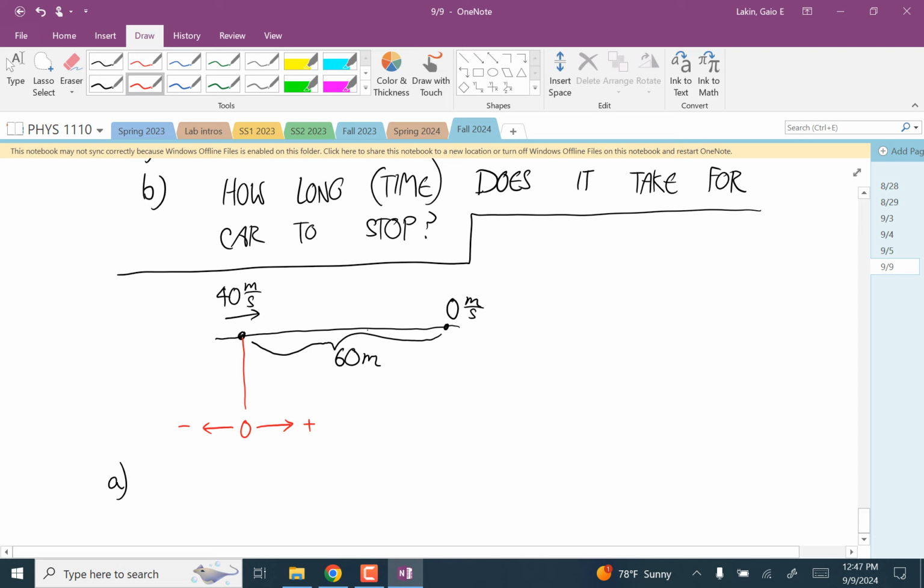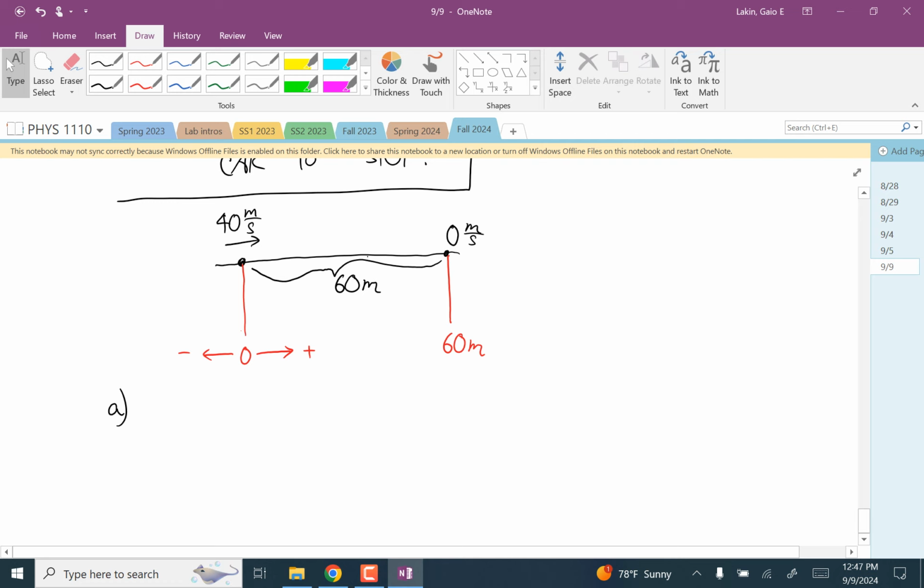And now that we've chosen these, we can come up with a position label for when the car comes to rest. If you start at 0 and go 60 meters in the positive direction, what's the position here? Yeah, positive 60 meters. So I already showed my position and direction choices in red.